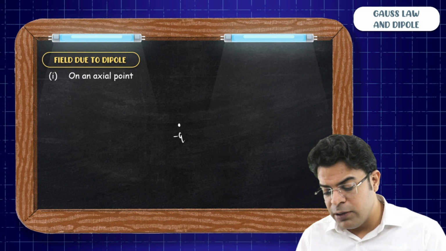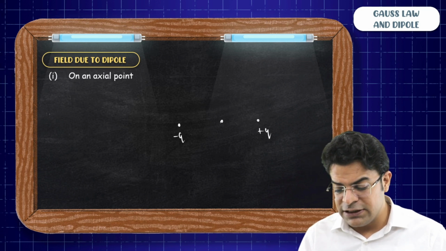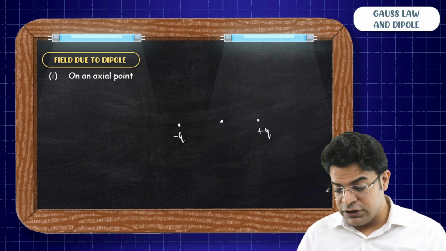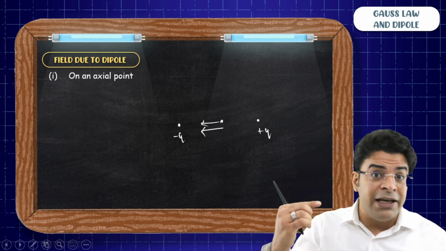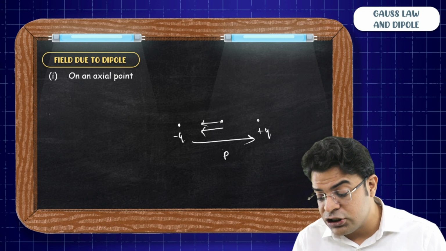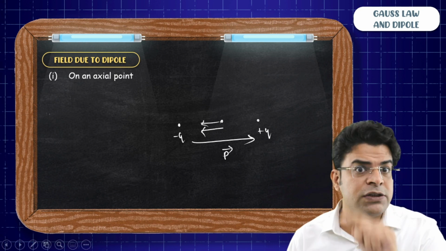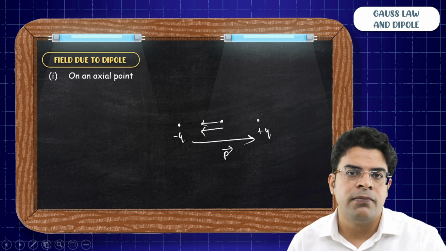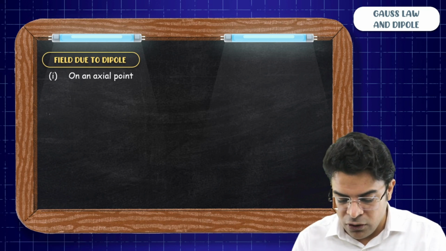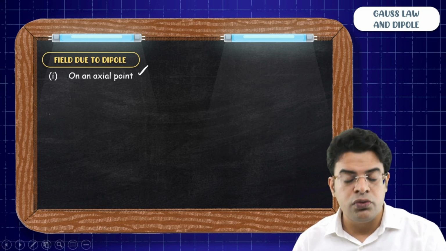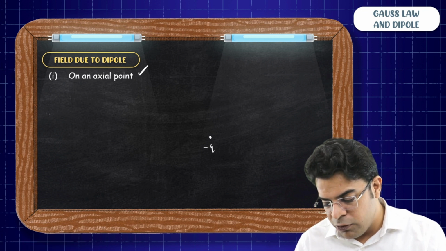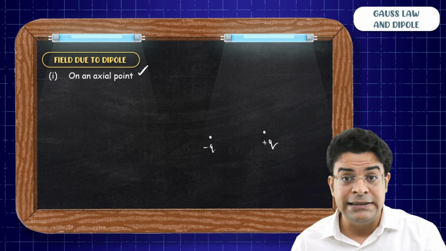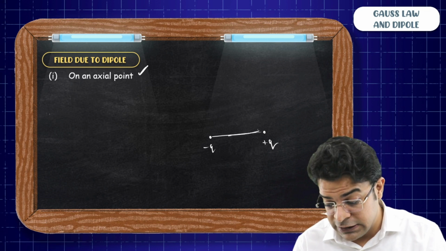Definitely at a point between the charges, let's say this point, the field due to the negative charge will be towards it, and the field due to the positive charge will be away from it. So both fields will be in the same direction, and that will be opposite to the dipole moment, which is from negative charge to positive charge. So, sir, when we talk about the electric field due to a dipole on the axis, we are talking about the points outside the charges. Yes, on the line joining the charges.